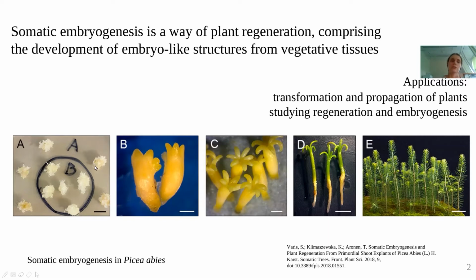In this picture, you can see the somatic embryos of Picea abies, and as you can see, they can develop into new plantlets, and then they can grow and develop into adult plants.